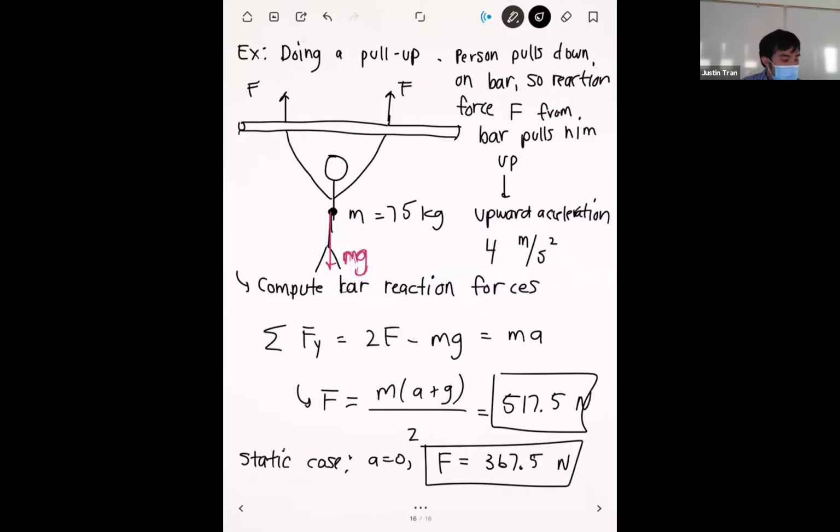All right, any questions on this example? No, pretty straightforward, right? This is kind of like physics 101 again, so nothing too bad.